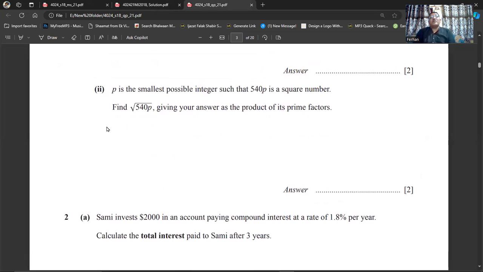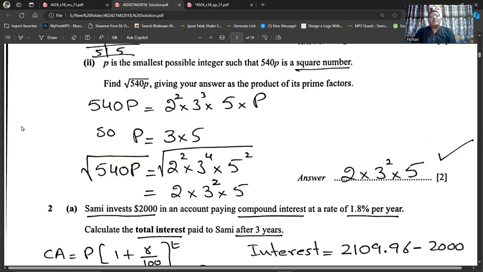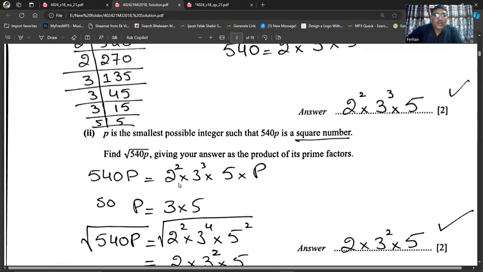Question number one, it's C part and its second portion. P is the smallest possible integer so that 540p is a square number. If we are looking for a square number, in the square number all its factors have even power. The power will be either 2 or 4 or 6. So find the square root of 540p, give your answer as the product of its prime factors. So 540 is basically 2 square into 3 cube into 5 into p.